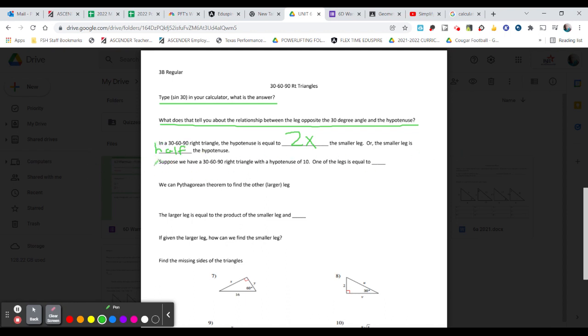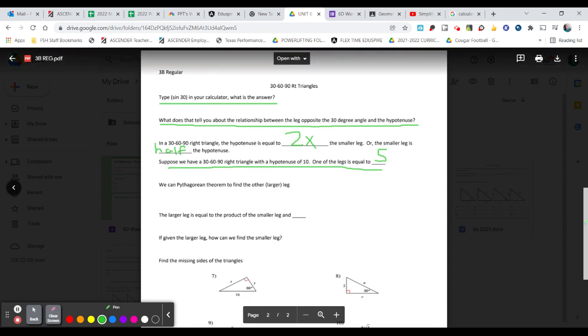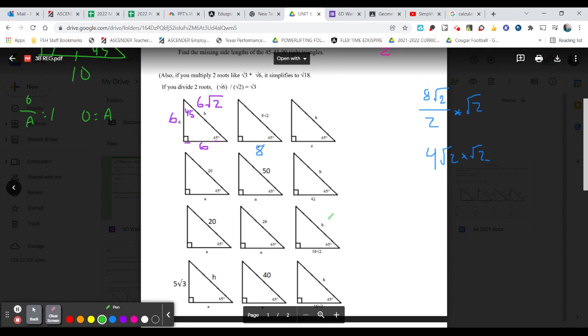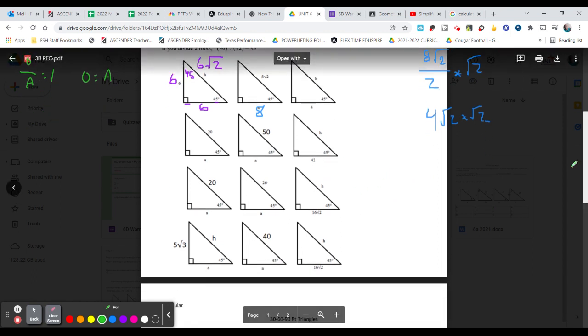So if we have a 30, 60, 90 right triangle with a hypotenuse of 10, one of the legs is going to be equal to 5. Then we'll do the rest of these notes in class as we go along. If you're getting ahead of yourselves, just do the first page and then stop, and we'll talk about the rest later on. Okay, have a good day.